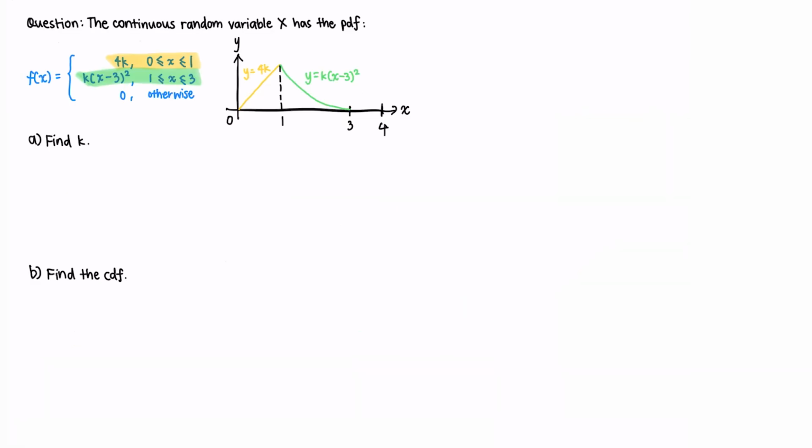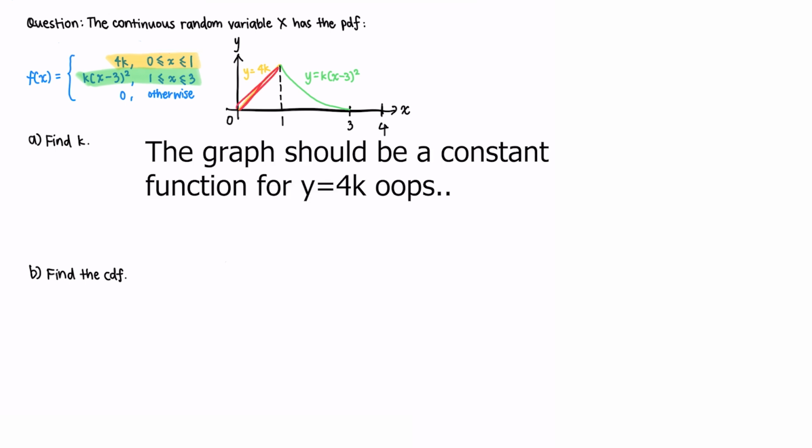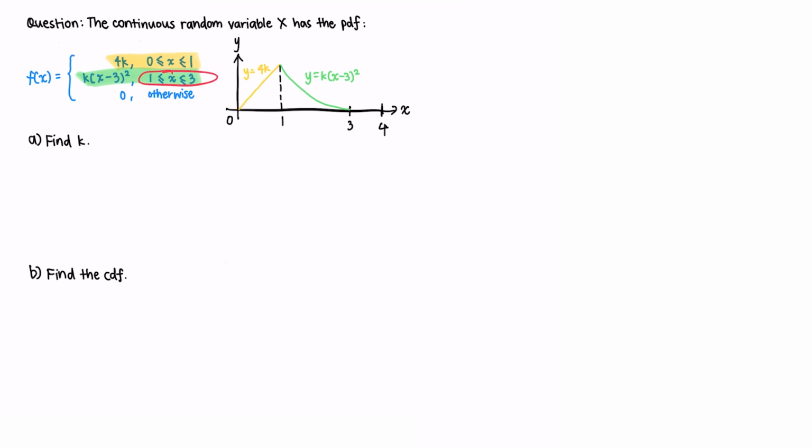Now let's try a question. The continuous random variable x has the probability density function of this thing. Now what this can be read as is a piecewise function. Over here, from the range of x between 0 and 1, the function is defined by y equals 4k. But from the range of x between 1 and 3, my function is defined by k(x minus 3) squared. Now the question first asks you, find k.